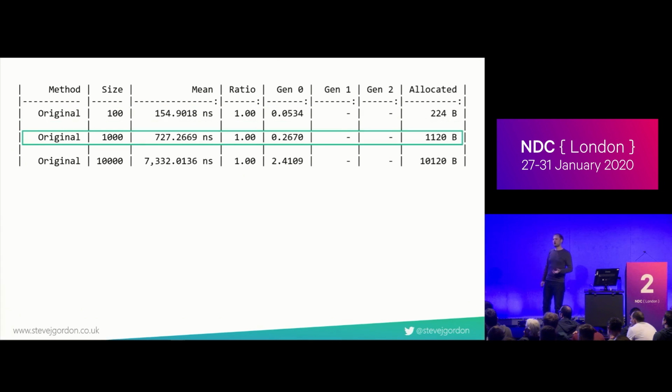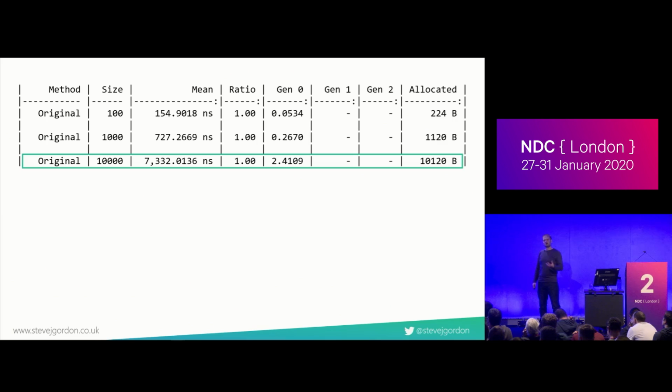And as we go up, as we might expect, because we were working on larger and larger arrays, we're seeing higher and higher allocations and a longer time for this code to execute. So this is our starting point. We're now armed with enough information that we can make a change and see if we can improve it.